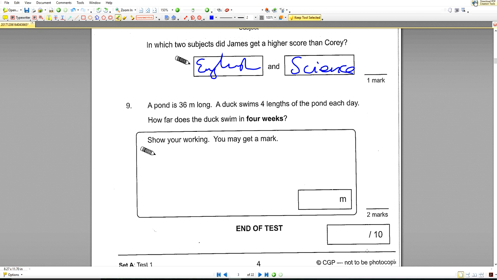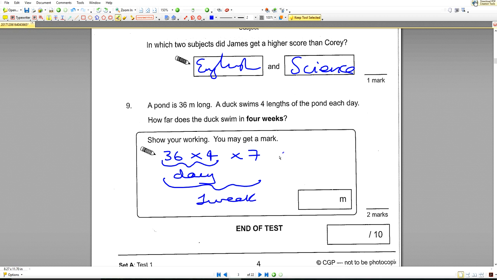A pond is 36 meters long. A duck swims 4 lengths of the pond each day. How far does the duck swim in 4 weeks? So first of all, we have 36 meters and there are 4 of them a day. That's per day. So first of all, we need to work out how many in 1 week. So you'll do 7 of those in 1 week. But the question says 4 weeks. So then we're going to times that by 4 again to give us 4 weeks. So that's the calculation that we need to do.